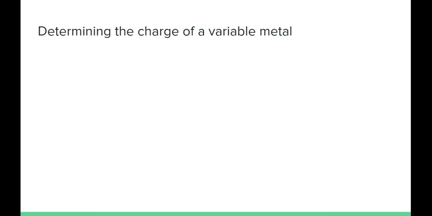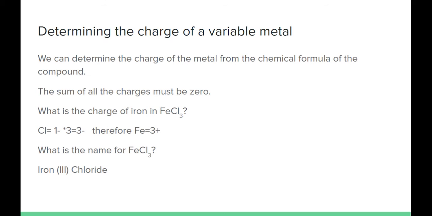All right, now there is going to be a time where you're going to need to determine the charge of the metal. You're going to be given the formula and you have to determine what that charge is. So to do this, to determine the charge of the formula, we have to remember that the sum of all of the charges of the cation and the anion are going to be 0.